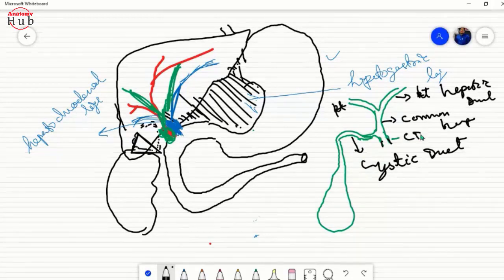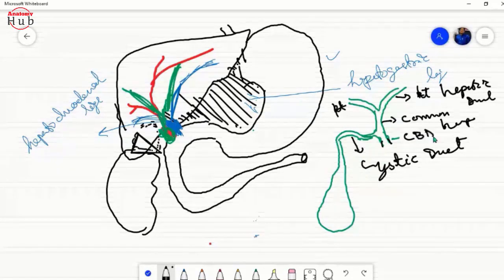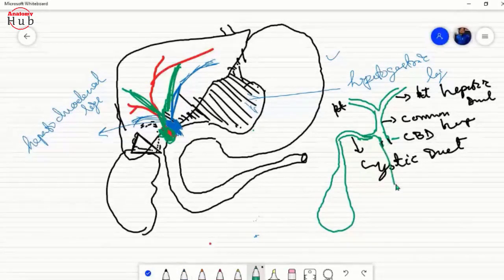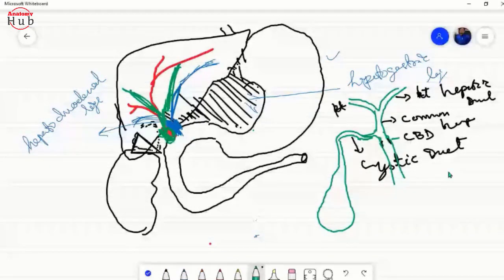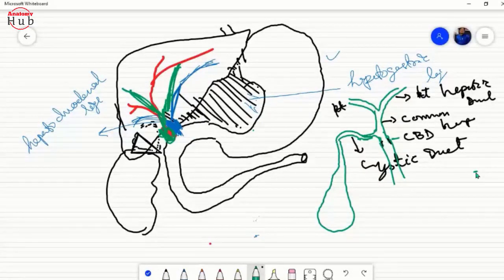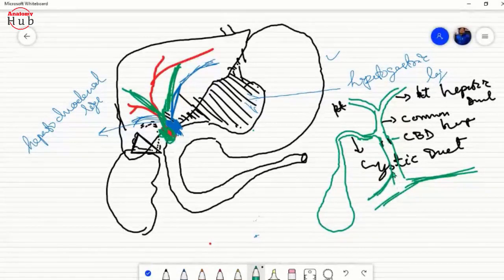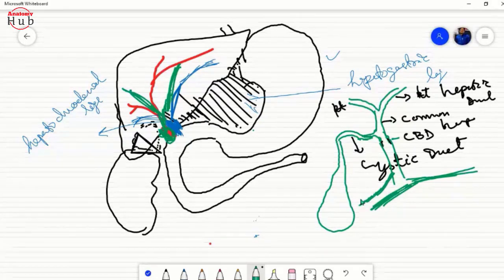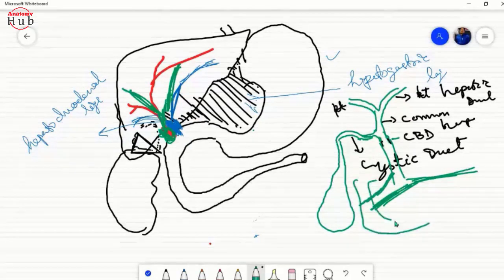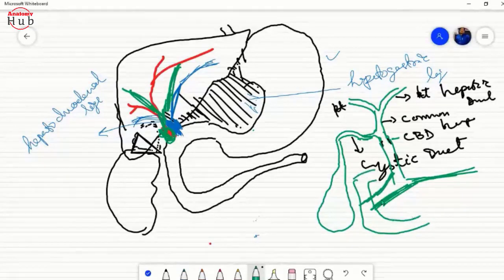Okay, and this common bile duct, when it goes downward, here it will unite with the pancreatic duct. That pancreatic duct and the common bile duct, right, they unitedly will enter into the second part of the duodenum. So this is the first part of the duodenum, this is the second part of the duodenum, this is the third part of the duodenum, right?